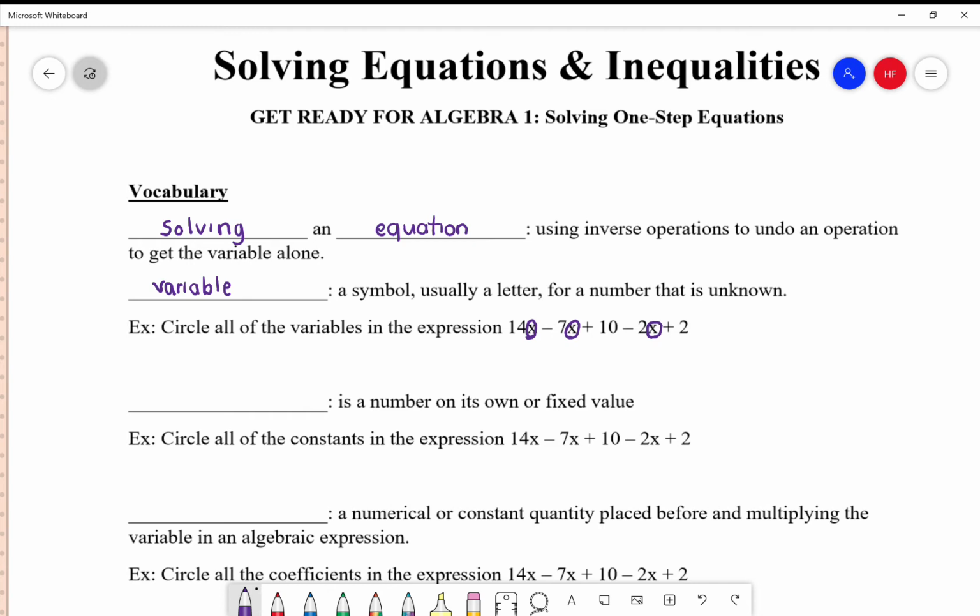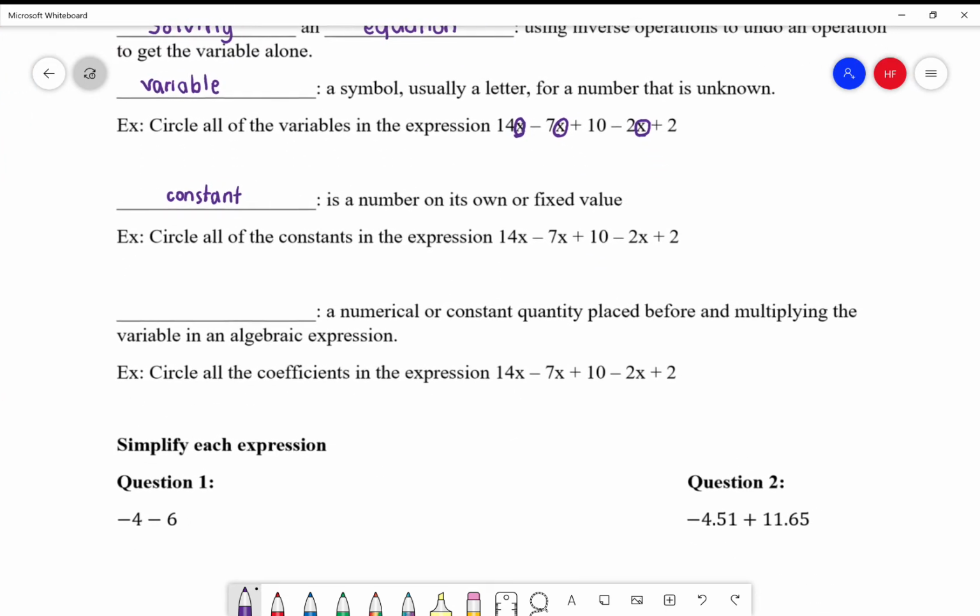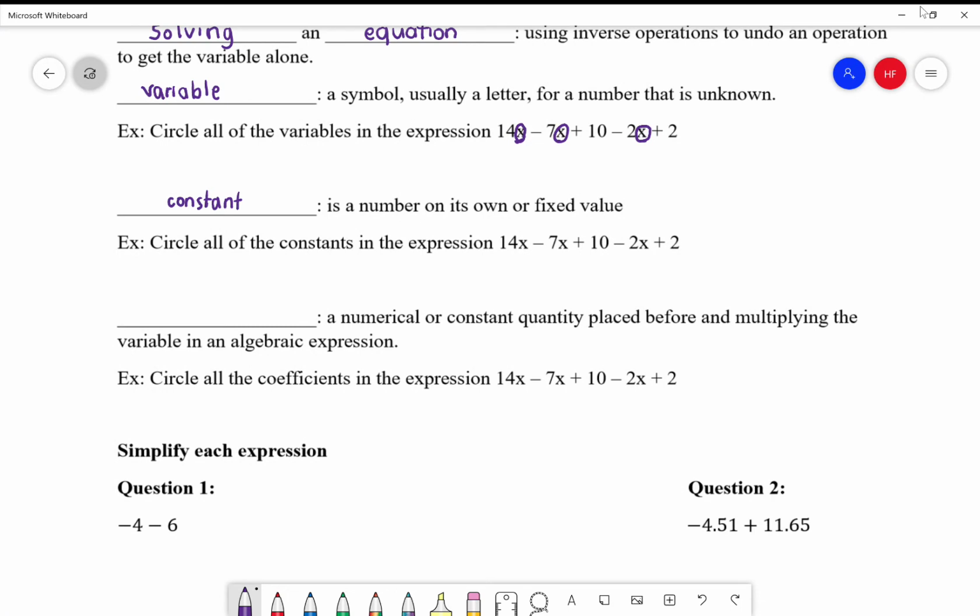A blank is a number on its own or a fixed value. It's called a constant. It's called a constant because it's not going to change. So circle all of the constants in the expression. So these are not constants. This is a constant. This is a constant. The reason they're not constants is because they're called coefficients.